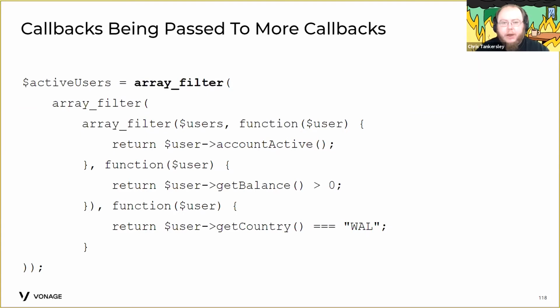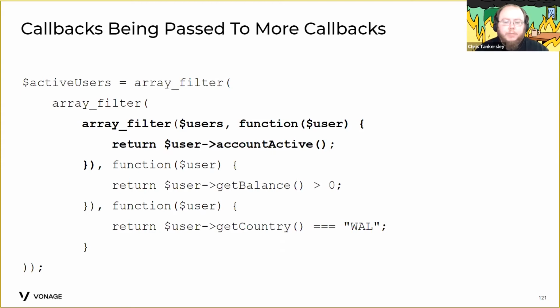So if I break it down, first we're going to call array filter. That's going to take a function, which is array filter. And then that's going to take the list of users. That's going to have a callback, or that's going to call into a function that takes a specific user and returns whether or not it's active.